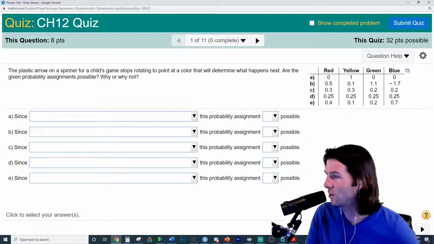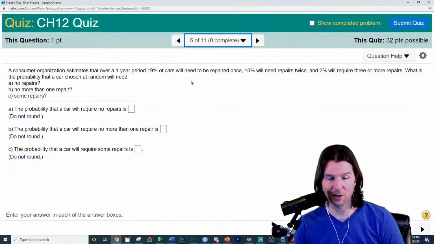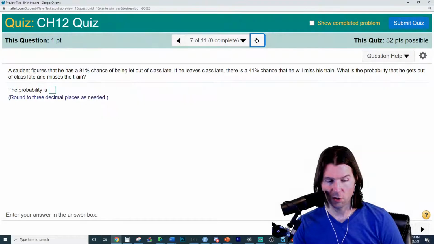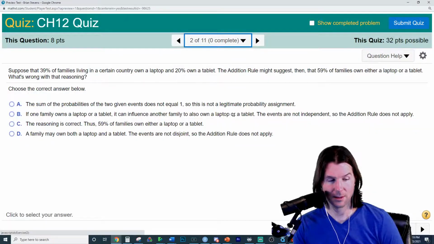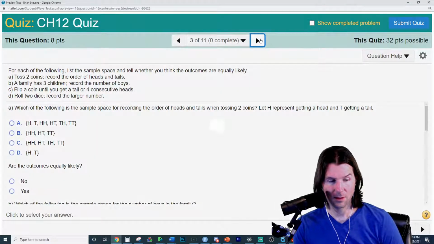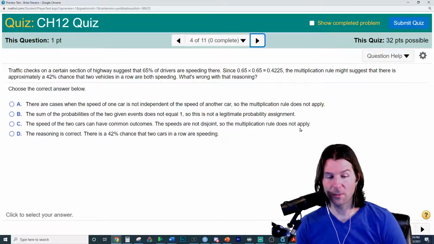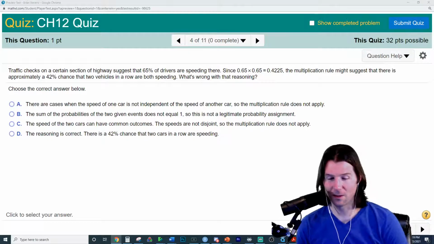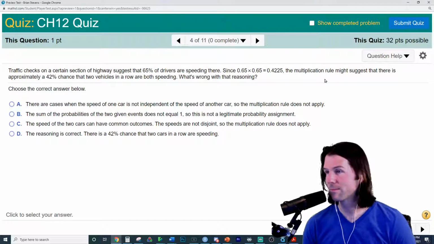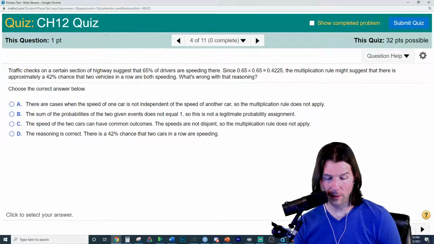Clarissa asked for chapter 12. Can you do the traffic checks on a certain section of highway? You bet. So let's go back to the traffic checks on a certain section of highway. Traffic checks on a certain section of highway suggest that 65% of drivers are speeding there. So we would expect, if you do 0.65 times 0.65, we would expect that 0.65 times 0.65 equals this, mathematically speaking. But we do have a condition right here. And what condition do we have?